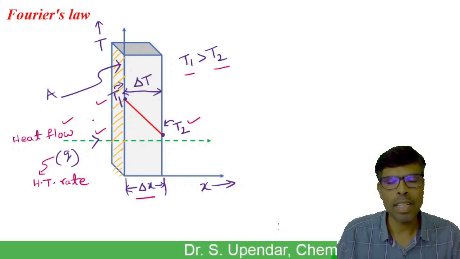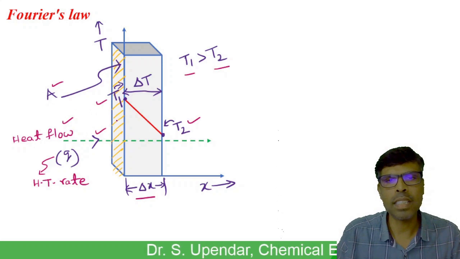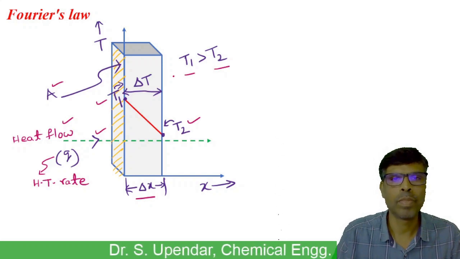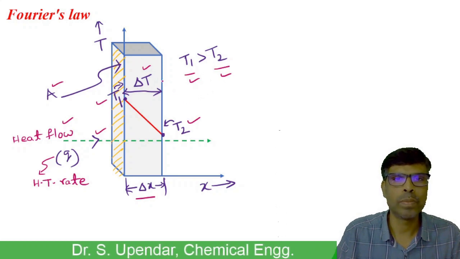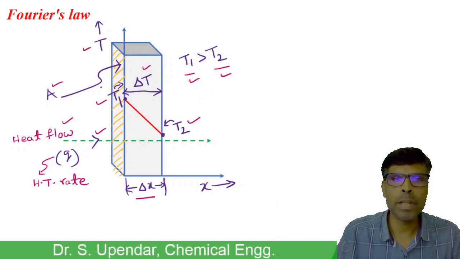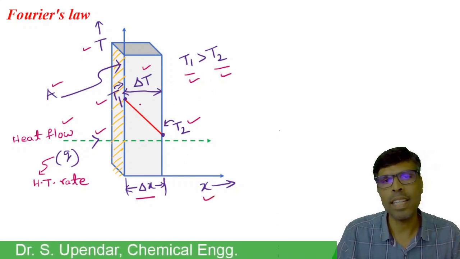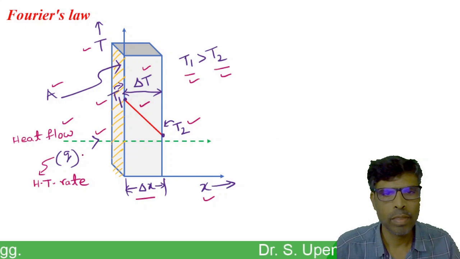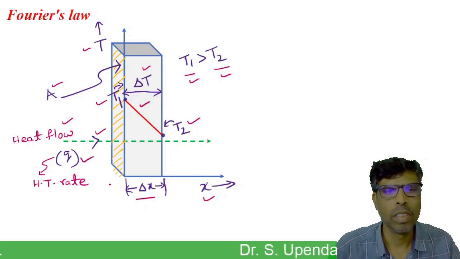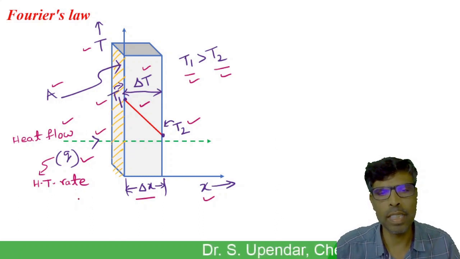The heat flow occurs perpendicular to the surface area of the flat plate. The shaded part is the surface area of the flat plate, which is perpendicular to the heat flow. Here delta T is the temperature difference between T1 and T2. If we plot a graph between temperature and distance at steady state and one-dimensional heat flow, we get a linear relationship between temperature and distance. Here Q is the heat transfer rate, which is defined as heat transferred per unit time.